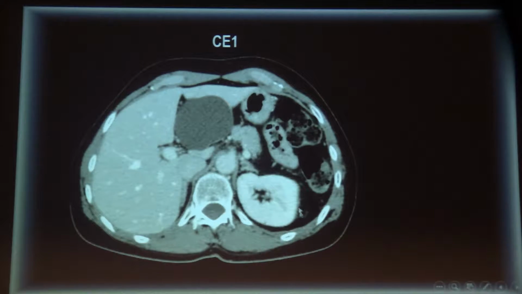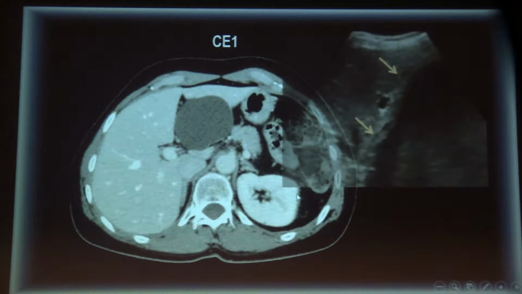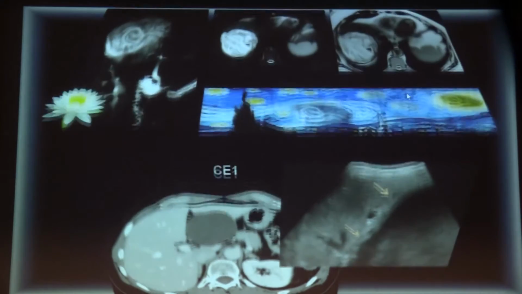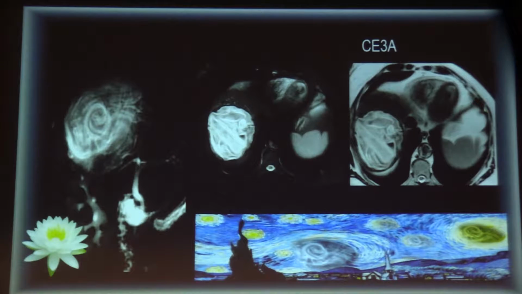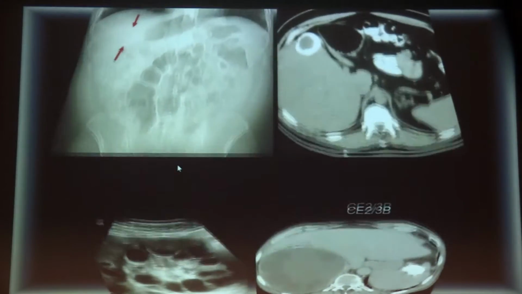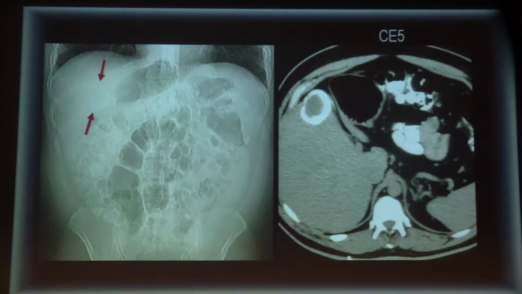So with this patient, this is a category 1 cyst, and with ultrasound, you can see the double layers surrounding the cyst. This is a category 3 with the water lily sign, the floating membranes in the cyst. It looks very nice. And this is a category 2 or 3B, depending on the solid component of the lesion, with the daughter cyst and the solid component in the center. And this is a category 5. This will go only for observation. It's almost completely calcified.